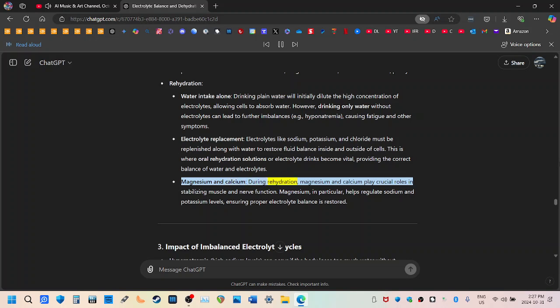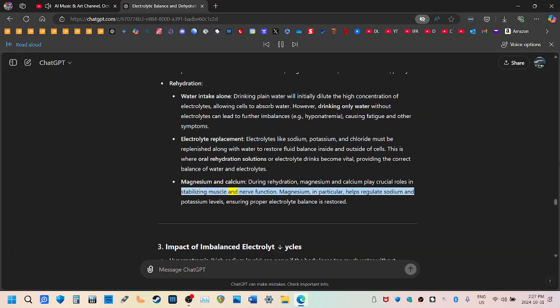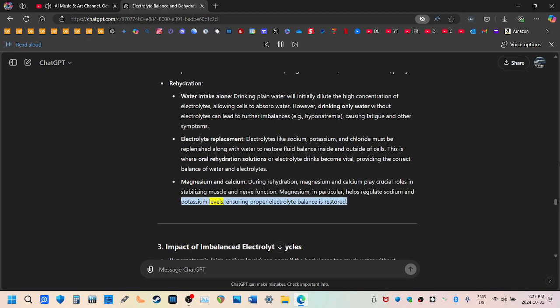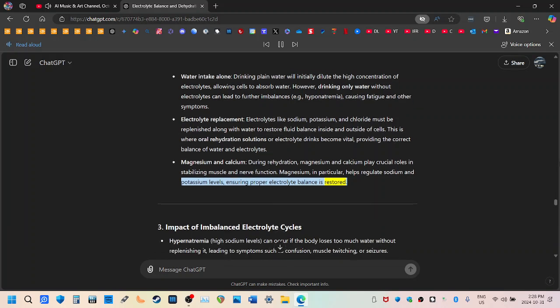During rehydration, magnesium and calcium play crucial roles in stabilizing muscle and nerve function. Magnesium, in particular, helps regulate sodium and potassium levels, ensuring proper electrolyte balance is restored.